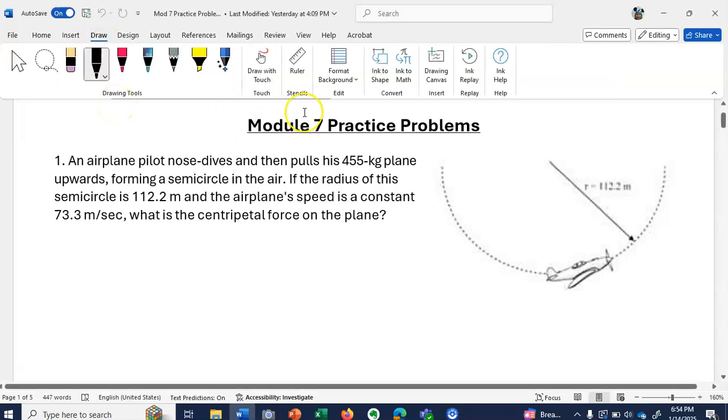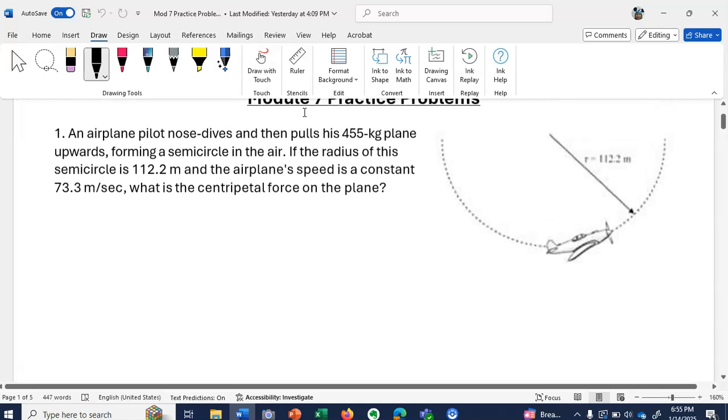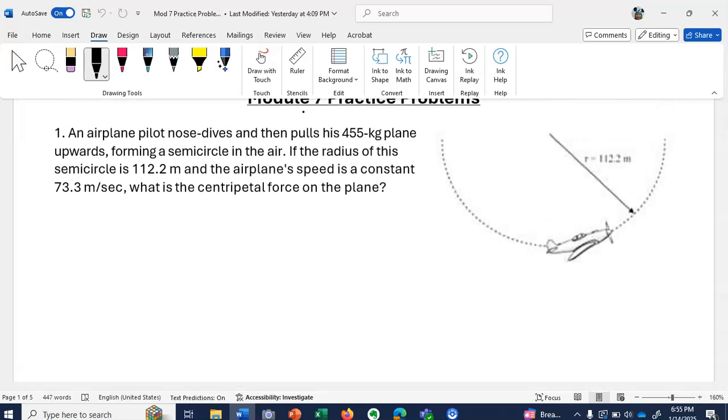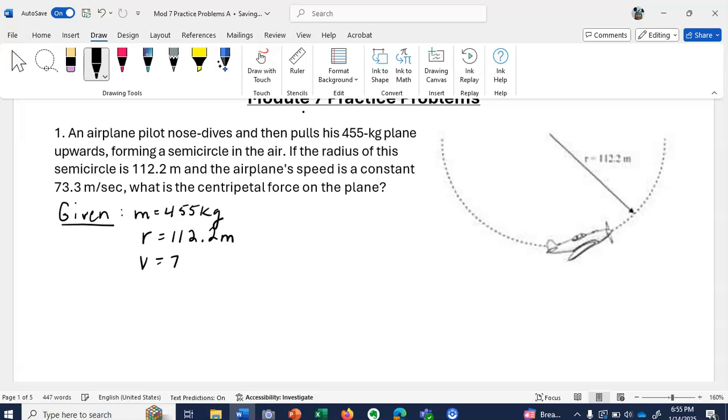So we have our first problem. It says an airplane pilot nosedives and then pulls upwards, forming a semicircle in the air. We're given a mass of 455 kilograms. If the radius of his plane is some number of meters and the plane's speed is constant, what is the centripetal force?